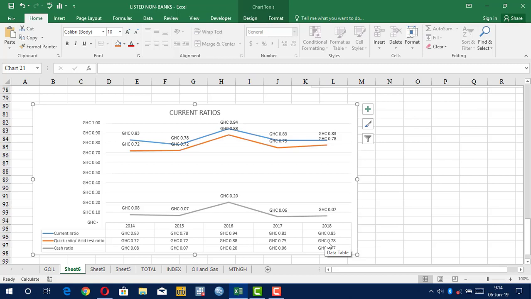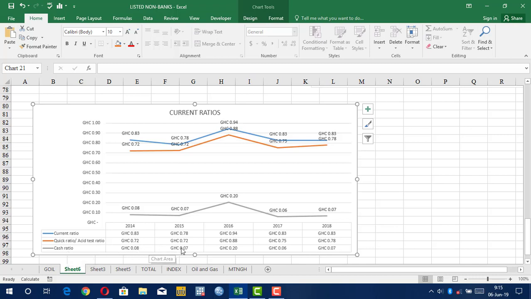Okay, so the best has always been 1 or more, meaning that you can pay it once or twice, 3 times. So if a company has a quick ratio or current ratio more than 1, twice, 3 times, it means that yes, indeed, the company can pay up its current liabilities more than once, or the company is liquid enough. Let's look at the cash ratio.